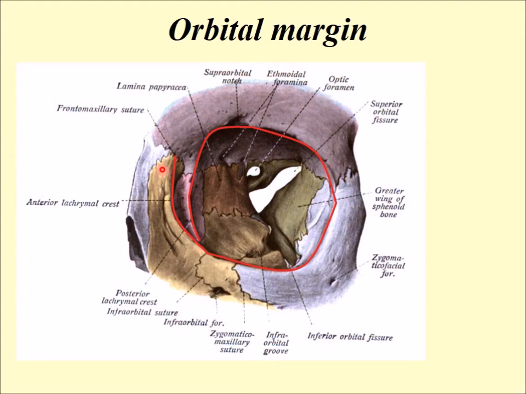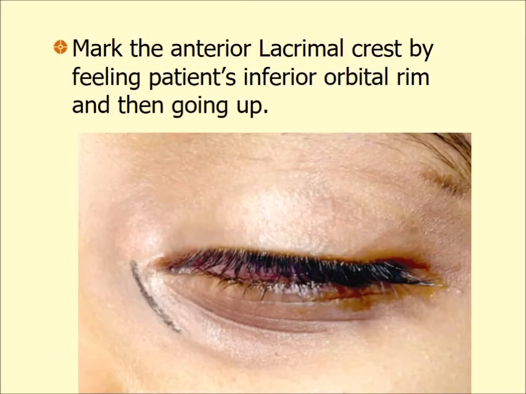This is an important landmark for any surgery to be done over the lacrimal sac because this gives the landmark of the lacrimal sac. You can palpate this inferior orbital rim and go upward, and here you can feel the crest and you can mark it with pencil or ink also. This helps in any surgery of the nasolacrimal sac.